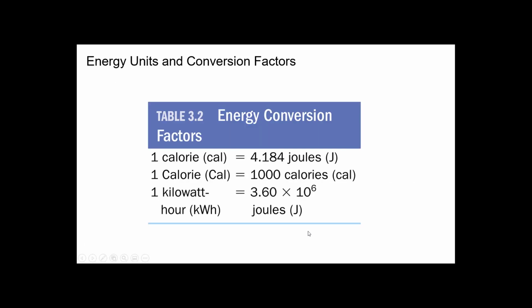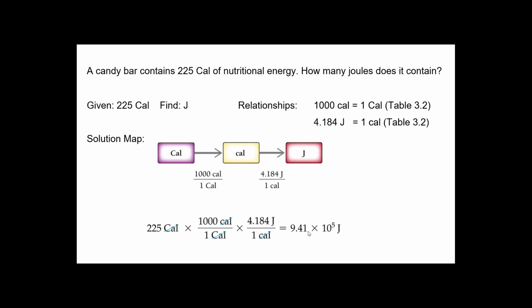And then this is in your book. It also gives a chart for energy conversion factors if you would need to use them in calculations. And now let's do a problem. So a candy bar contains 225 large C calories of nutritional energy. How many joules does it contain?